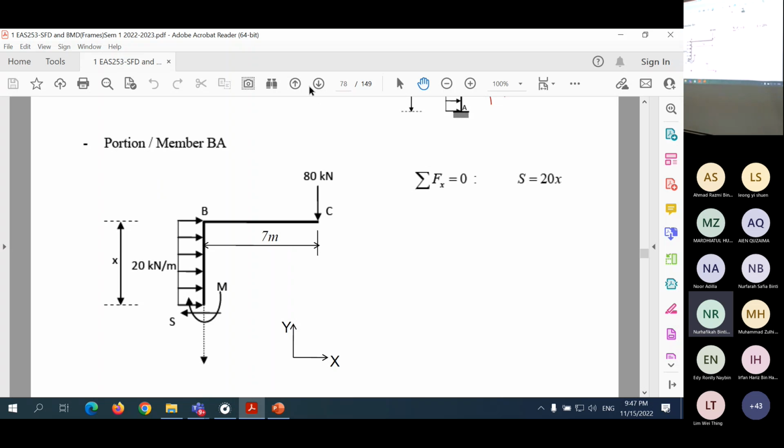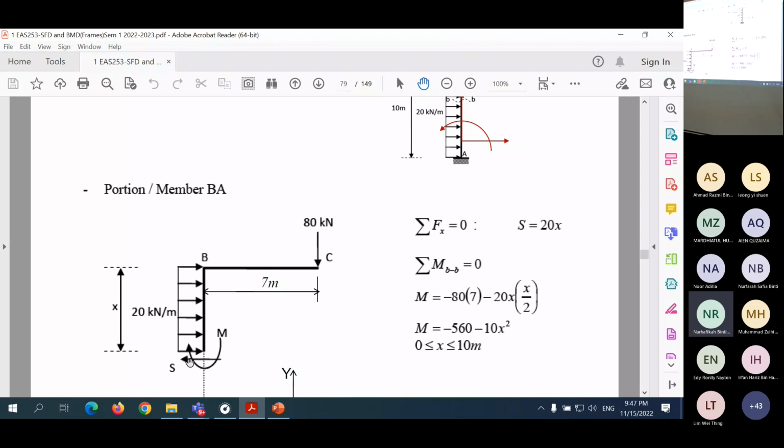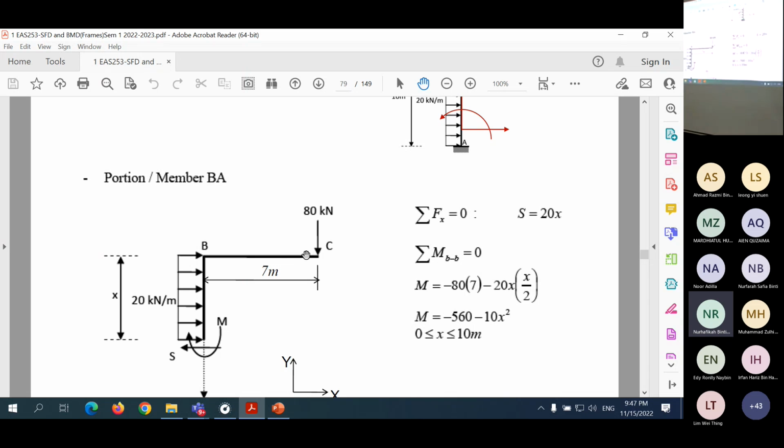So then proceed to bending moment. You take the moment at the cut section here. Then the moment caused by this, moment caused by this. So that is the result. So moment becomes a parabolic curve. Shear is a straight line. So bending moment will become a curve.